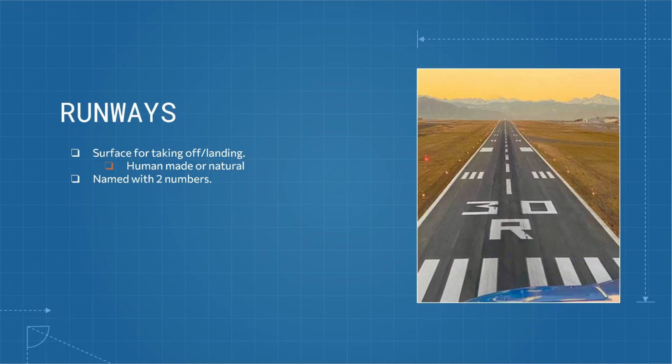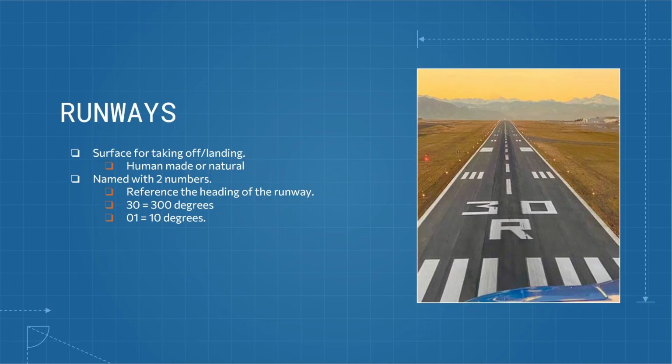So here we have runway 30. These numbers reference the heading or compass direction that the runway is pointing in. So this runway is pointing in the direction 300 degrees. A further example would be that runway 01 would be pointing at a heading of 10 degrees.